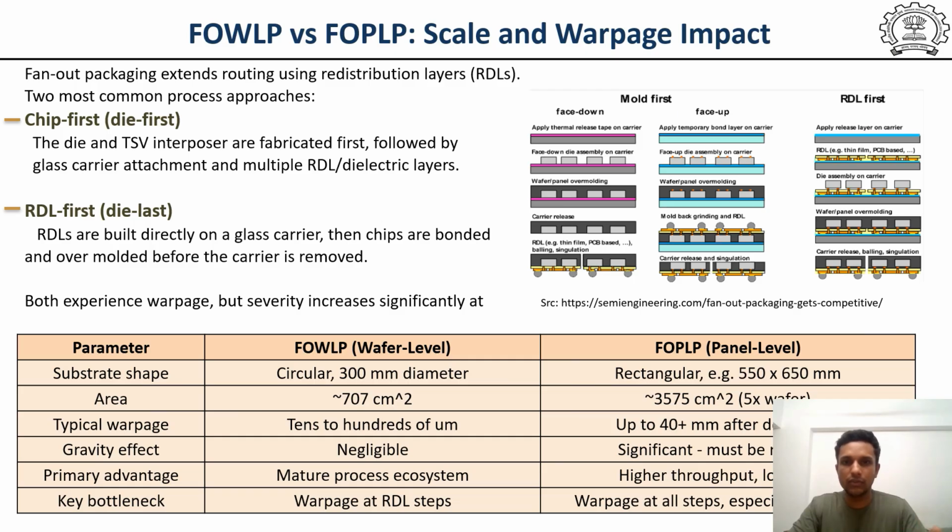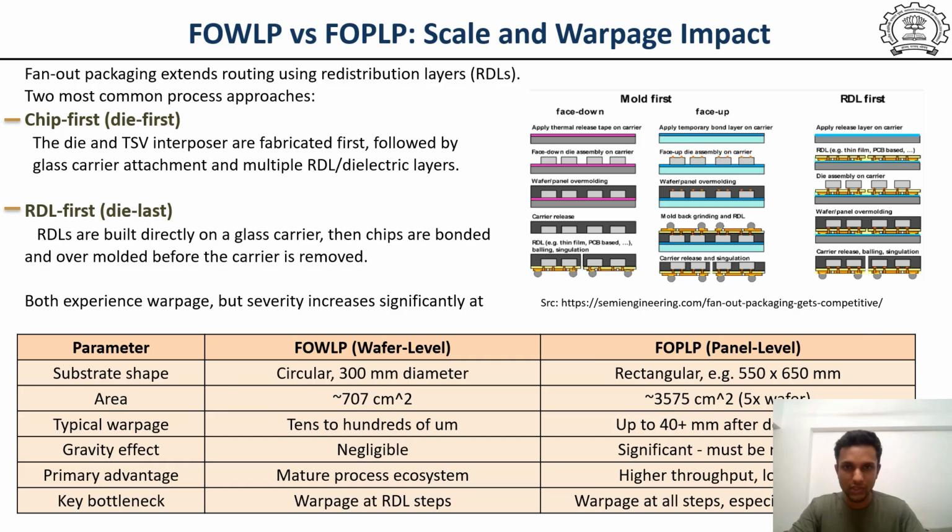So essentially, the difference is in the chip first approach, the die and the TSV interposers are fabricated first, followed by the glass carrier attachment and multiple RDL dielectric layers. In RDL first, that is the die last approach, RDLs are built directly on a glass carrier, then chips are bonded and overmolded before the carrier is removed.